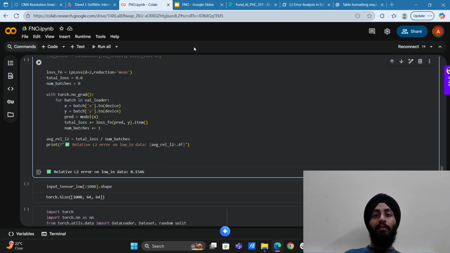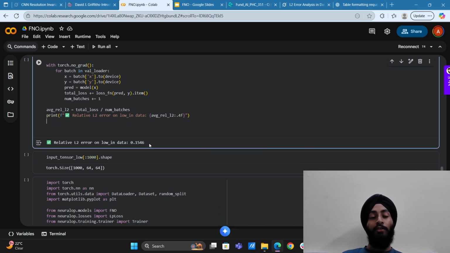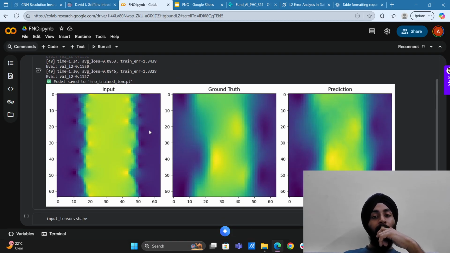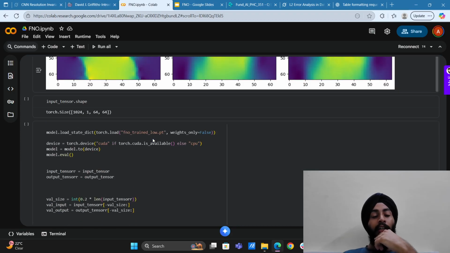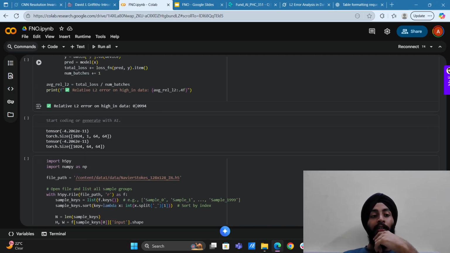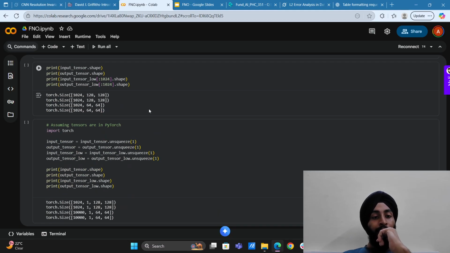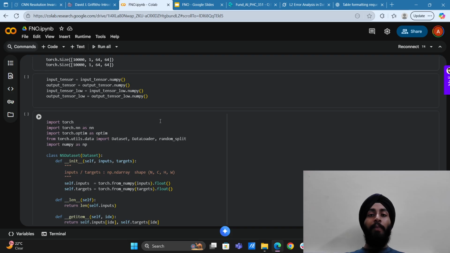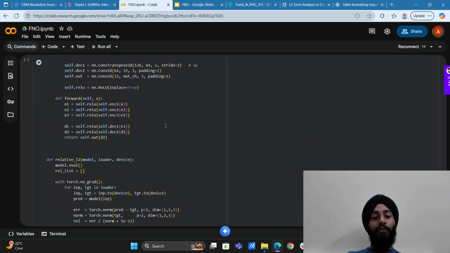So you can see that the model, when it was tested on 128 cross 128, was giving an error of 0.15. And again, when testing that model on the low input data, in the case of a CNN, it should have given a high error, but it still maintains its accuracy to 0.1546. So this demonstrates how the model that we have trained is resolutionally invariant. And again, training it on low resolution data and testing it on high resolution data, doing the inverse, still gives me a good enough accuracy and even much better than expected. That is 0.0994.